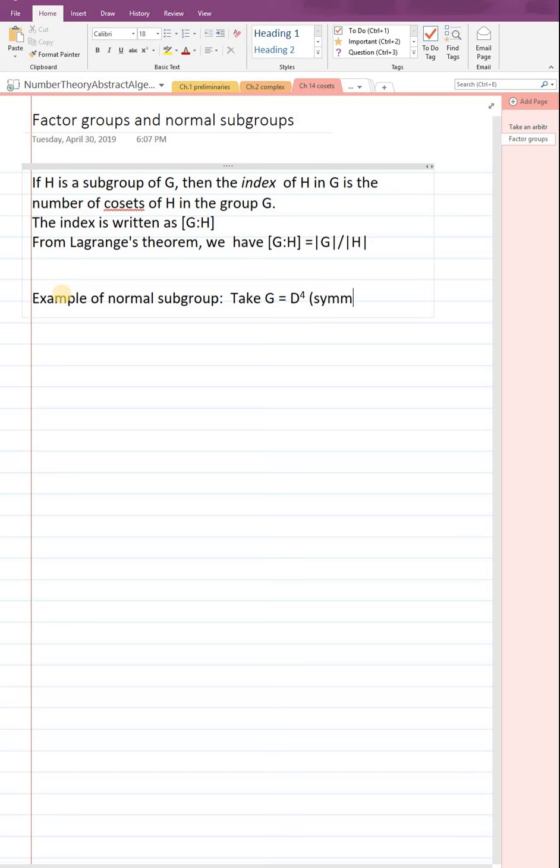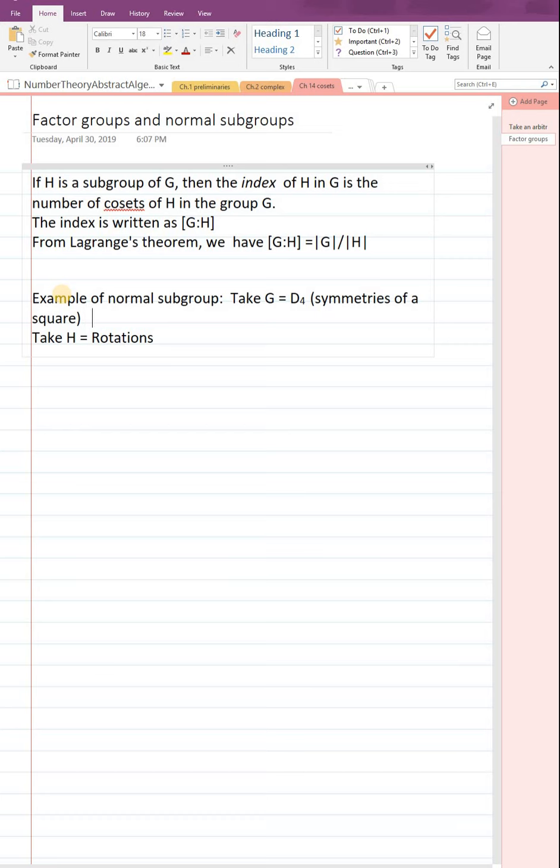I thought it was a subscript. All right, well. Okay, I may be wrong. You know, I think you're right. Symmetries of a square. Okay. Yes. All right. So let's take H. H is equal to the rotations.